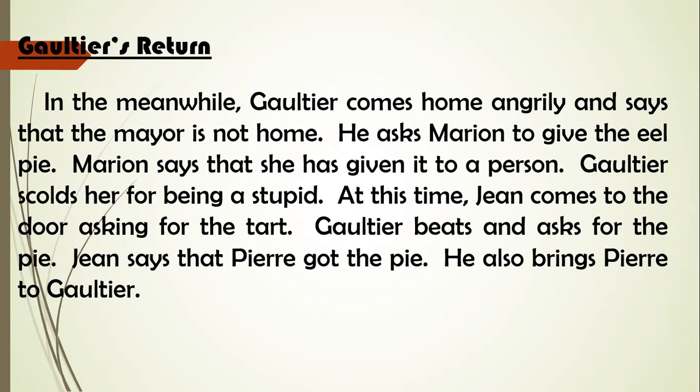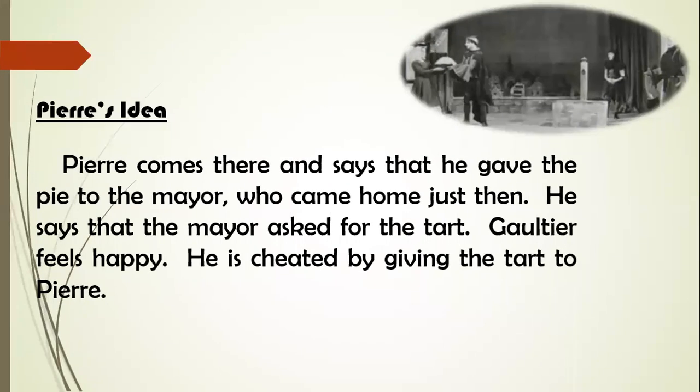And Gaultier says, let's call him here. Bring him in front of me. Let me ask what he has done with my pie. So he goes and says to Perry that you are wanted in the Gaultier shop because they would hand over the tart to the messenger who has taken the pie. So somehow he tricks his friend and sends him to Gaultier's cake shop.